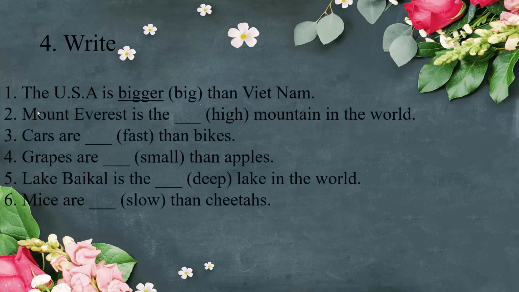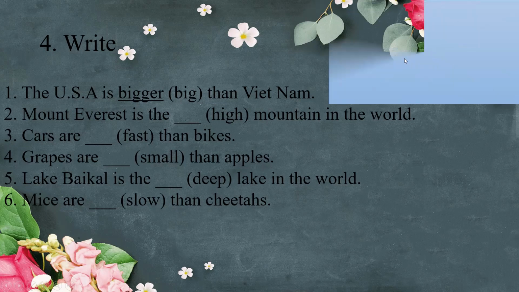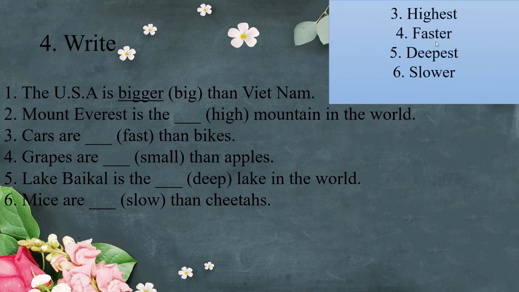2. Mount Everest is the mountain in the world. Cars are than bikes. Grapes are than apples. Lake Baikal is the lake in the world, and mice are than cheetahs. Okay. Number 2. Number 3. Oh no, number 2 is number 3. Okay.